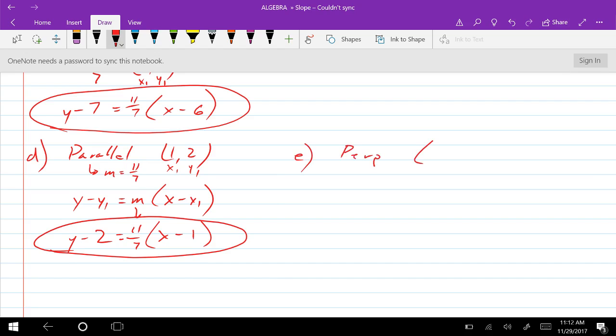And that's also going through (1, 2). If my slope was 11/7, perpendicular, you have to flip it and make it negative. So it's going to be -7/11. The point will give me my x1 and y1.